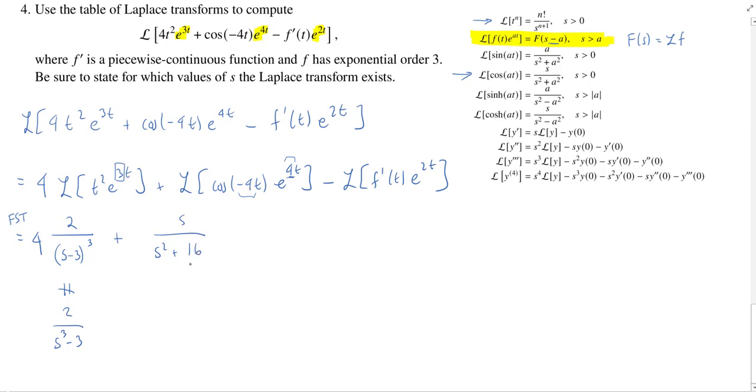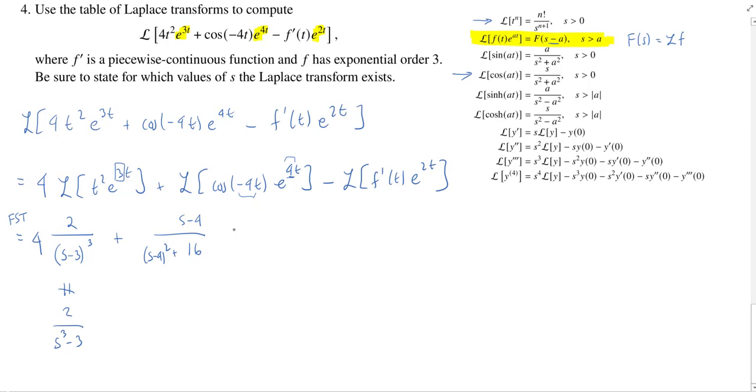Okay, but this isn't right because I have to use the first shifting theorem and I have to shift. How much by? Well, minus 4. So s minus 4, and then this s squared becomes s minus 4 squared. All right, make a little extra room. Okay, so we'll replace all my s's with s minus 4s.